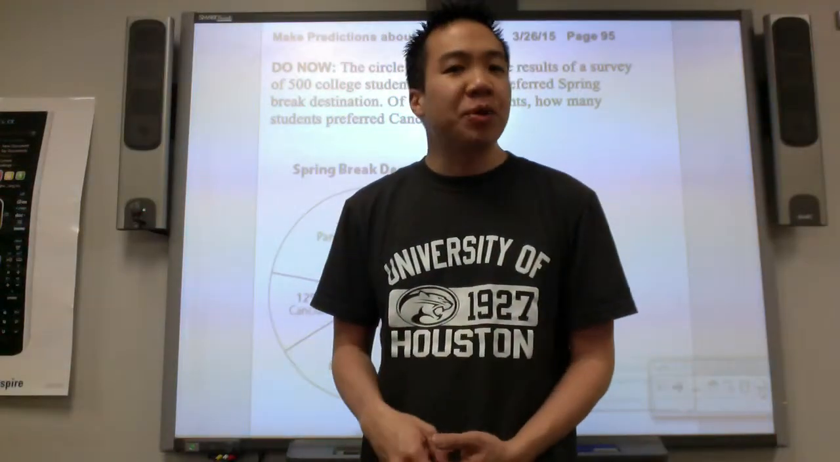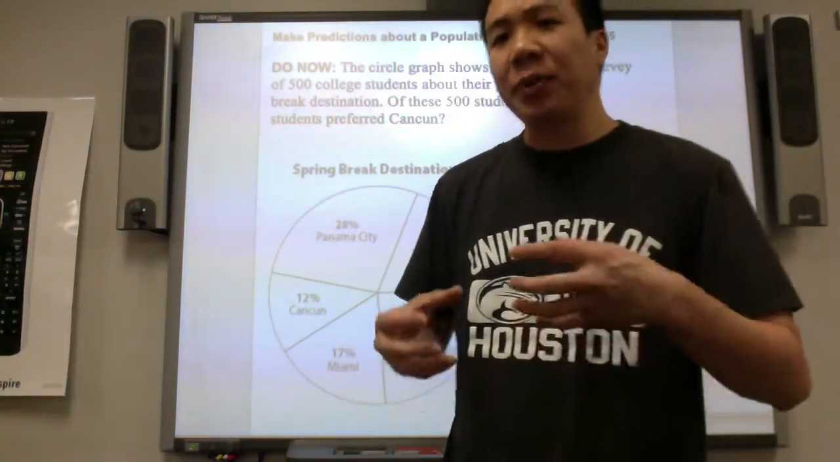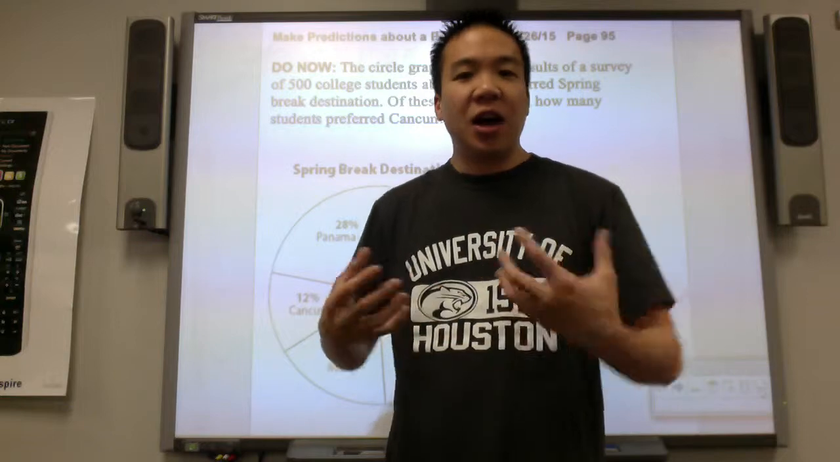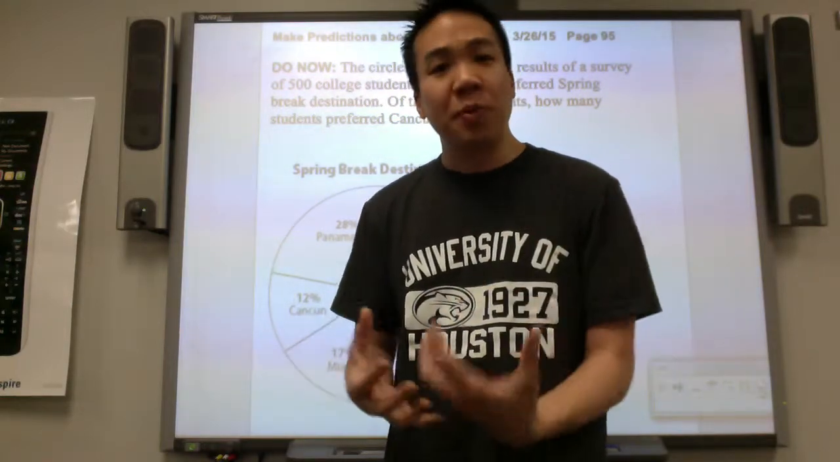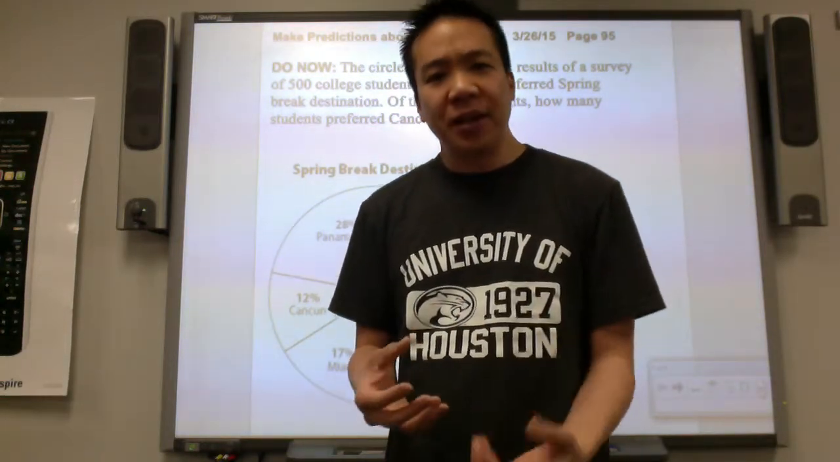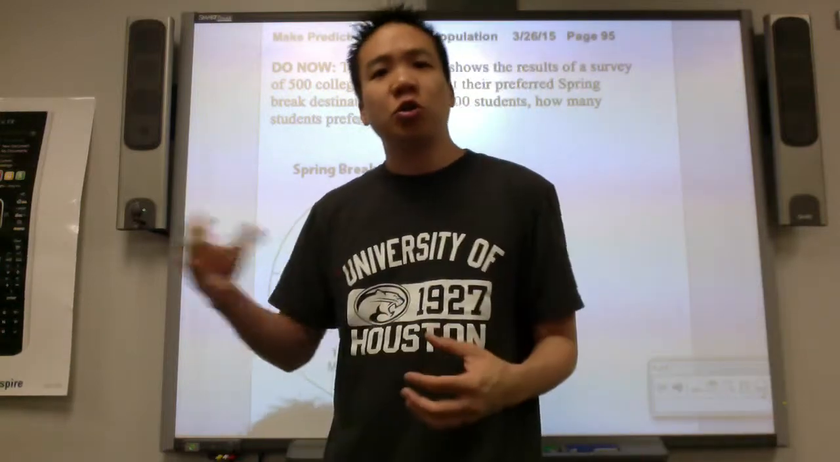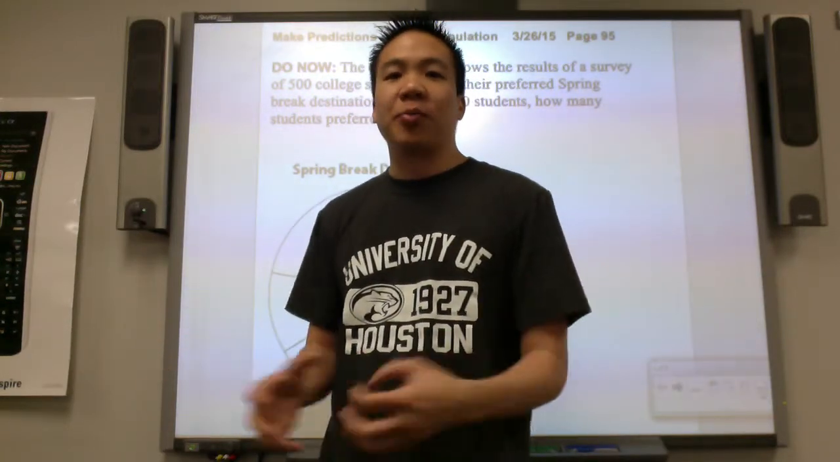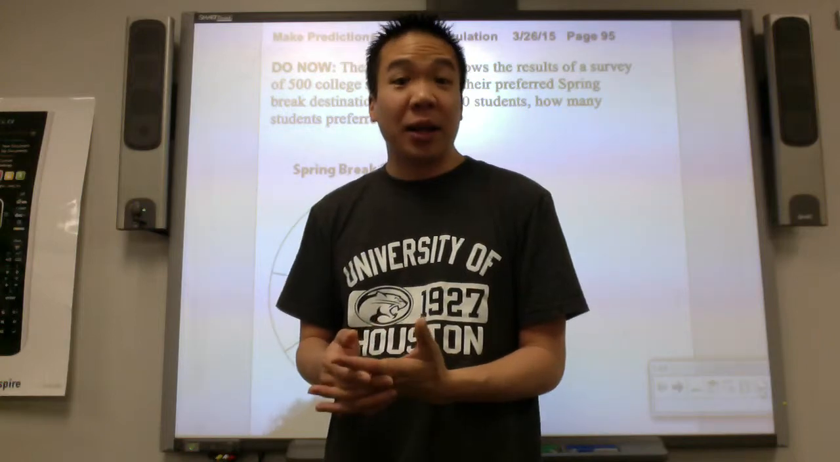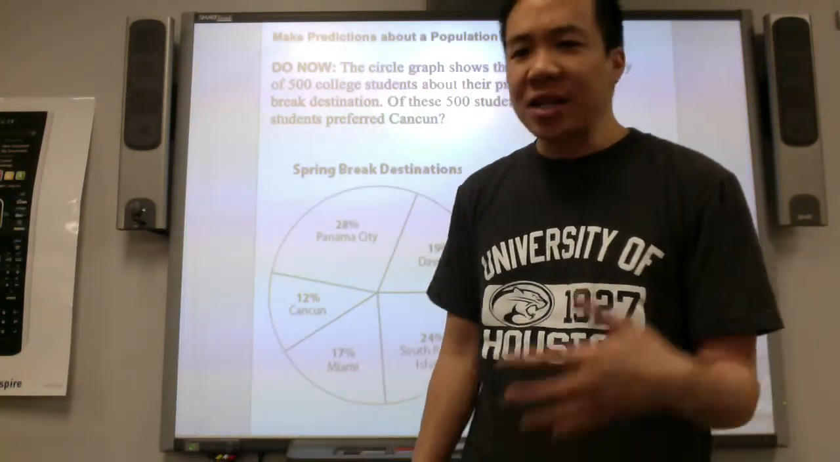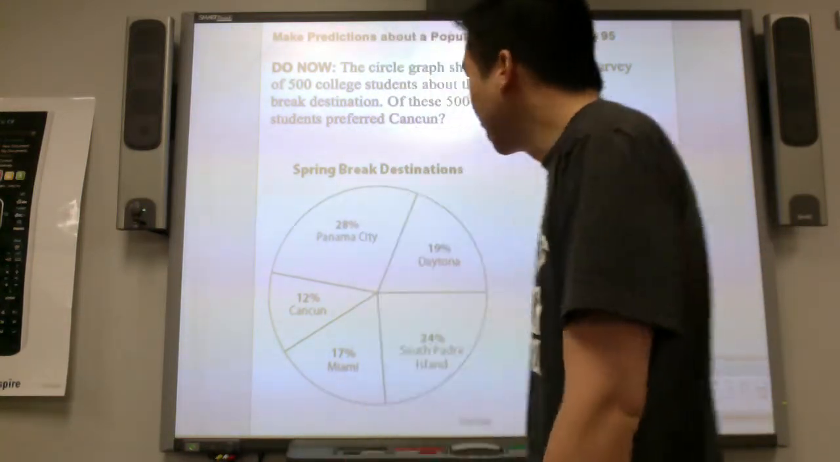We're going to talk about making predictions about a population. You're going to be getting a sample size, a small sample, a small group of people, and you're going to ask their opinion. And from that, you can make a conclusion about a general population, about a larger population, larger size. But before we do that, let's talk about circle graphs.